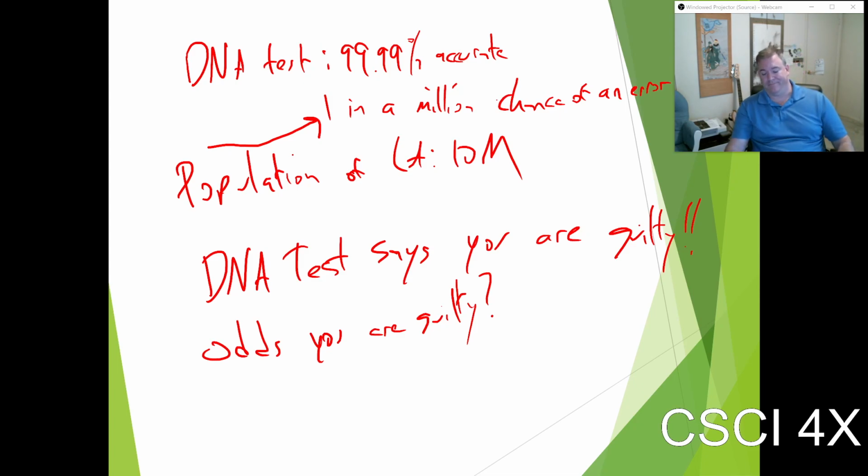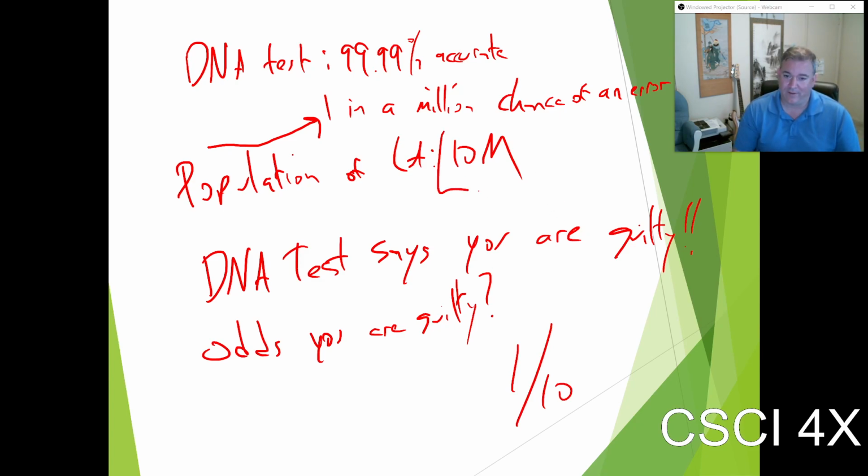So, here's the thing. Your odds of you actually being a murderer is about 1 out of 10. The reason for that is because in a population of LA, which has about 10 million people in it, whatever it is, it's a nice even number, we'll go with that. That means that on average, you're going to get 10 errors, right?